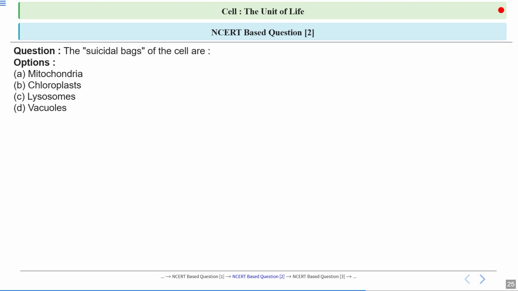Next, the suicidal bags of the cells are, this is a very straightforward question. Options are mitochondria, chloroplasts, lysosomes, and vacuoles. What will be the correct answer?